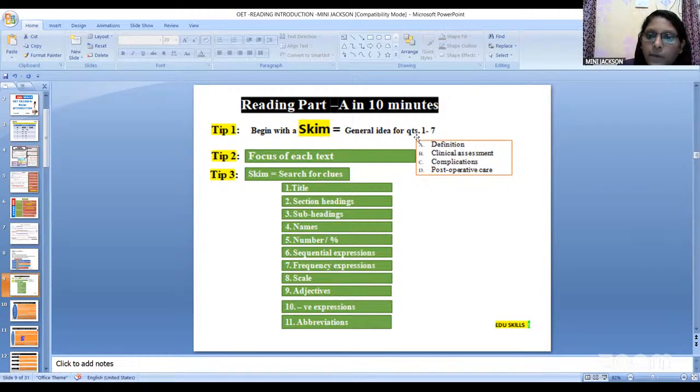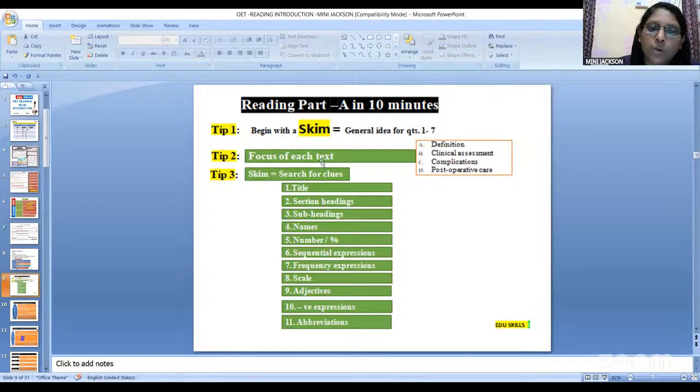You can write the question numbers 1 to 7. So first of all, as I already told, we need to write it the same way. These are the headings of each text, like definition, clinical assessment, complication, or post-operative care. So we can understand each page, and you will write it like this.